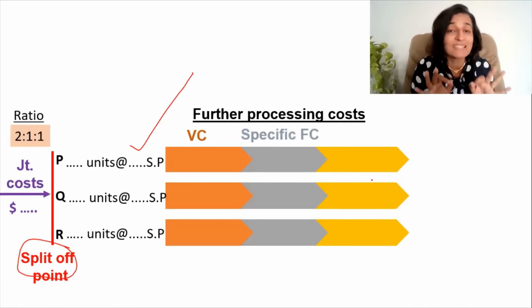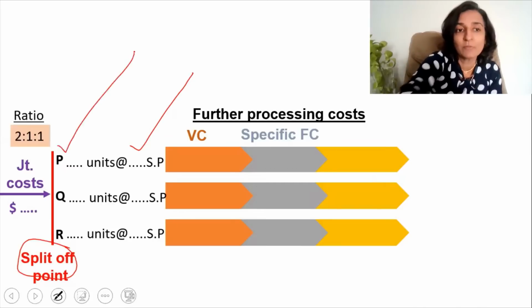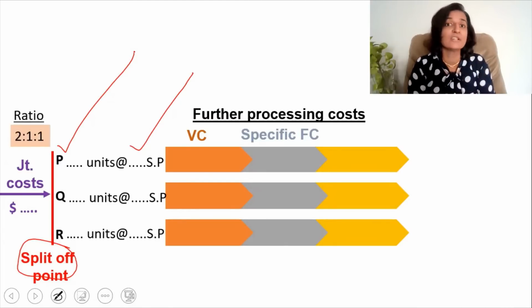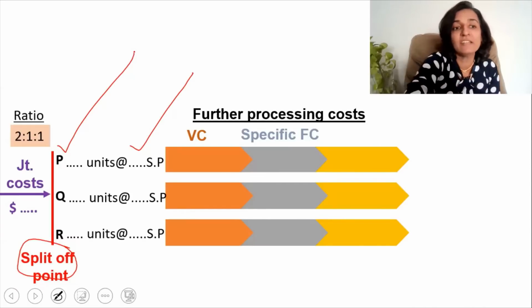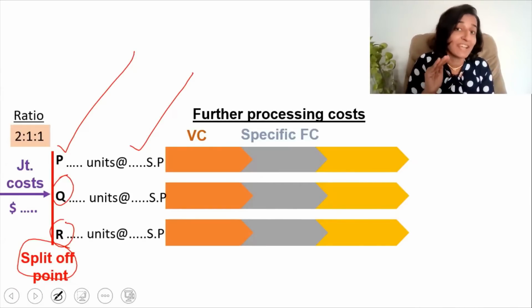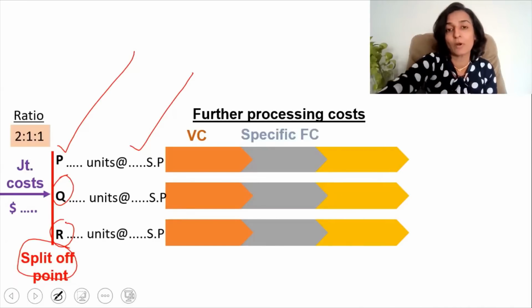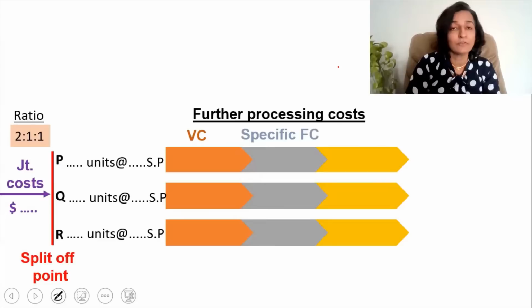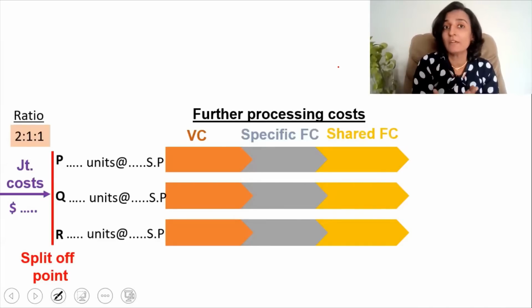Second is the specific fixed cost. Now I will give you an example of a specific fixed cost. Suppose for product P, you need a particular machine for further processing and you are taking this on rental basis. So the rent is exclusively related to product P. It is not related to product Q and product R. So such kind of fixed costs which are exclusively related to a particular product are known as the specific fixed cost. Now the third type of further processing cost is the shared fixed cost.